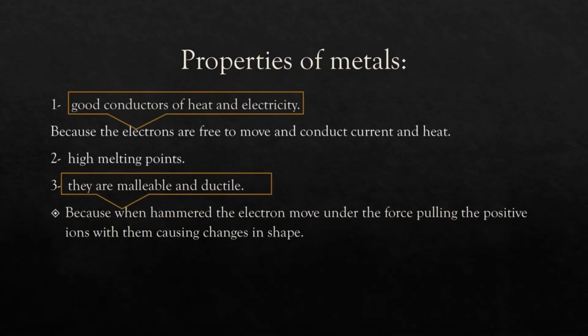There are some properties of metals. For example, they are good conductors of heat and electricity. Why are metals good conductors of heat and electricity? They are good conductors because the electrons are free to move and can conduct current and heat. Second, they have high melting points. Third, they are malleable and ductile. They are malleable and ductile because when they are hammered, the electrons move and the force pulls the positive ions with them, causing the change in the shape.